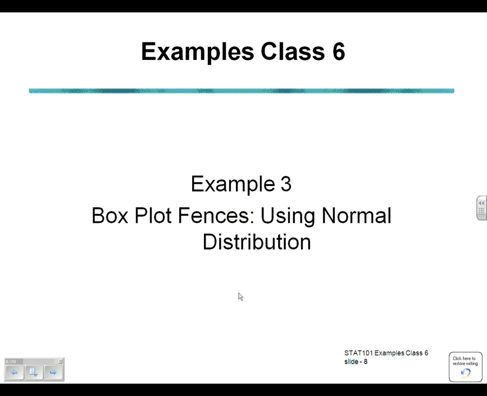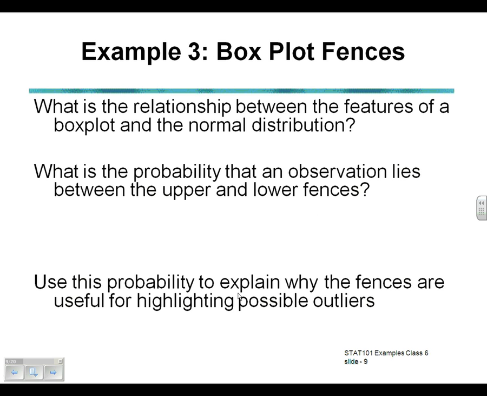So example 3 now, using the box plot fences and the normal distribution. We're looking to see what the relationships are between the features of a box plot and the normal distribution. A quick review: the upper and lower fences require us to write down the quartiles. The lower fence is quartile 1 minus 1.5 times the interquartile range. The upper fence is quartile 3 plus 1.5 times the interquartile range. So those are the ways we're going to calculate our fences.